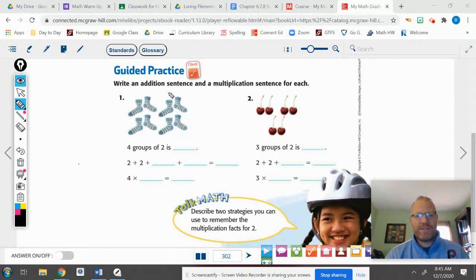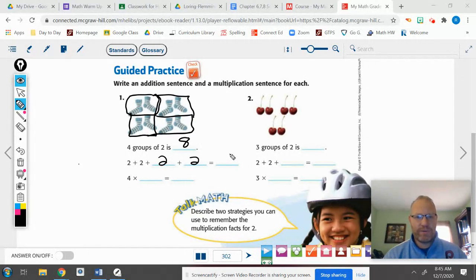Write an addition sentence and a multiplication sentence for each. So here we have 4 groups of 2. I'm going to block these out because I think that's really helpful for us to see the groups, as they look all jumbled together in that picture. So we have 4 groups of 2. What's our total? If you said 8, you were on track because 2, 4, 6, 8. Now in an addition sentence, we have 2 plus 2 plus 2 plus 2. So we have 4 2's equals 8.